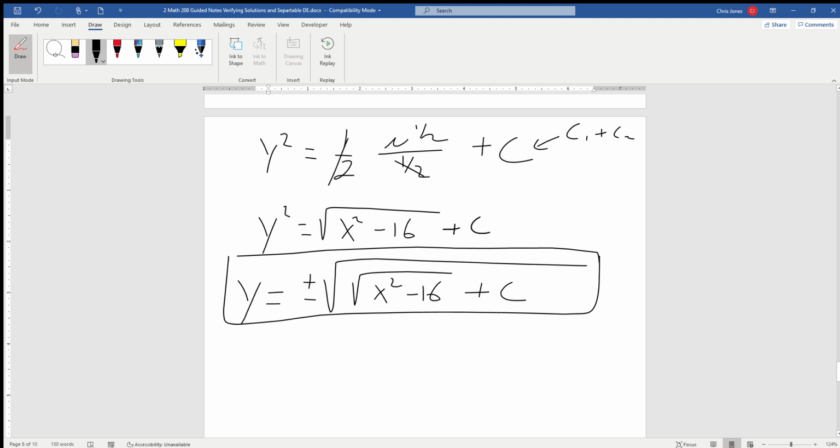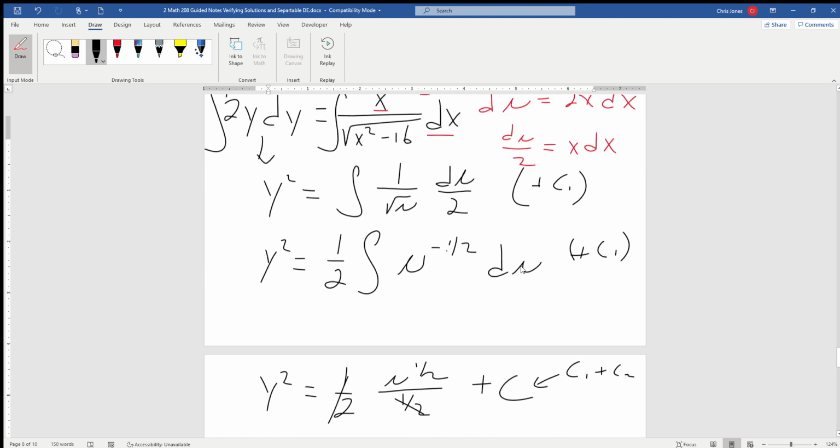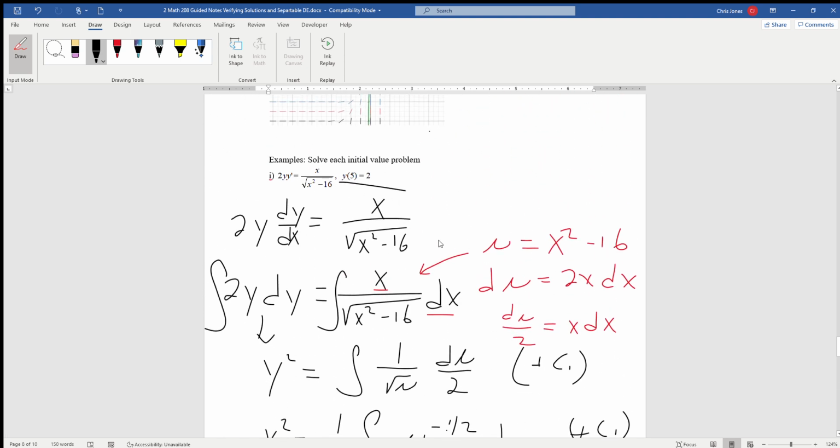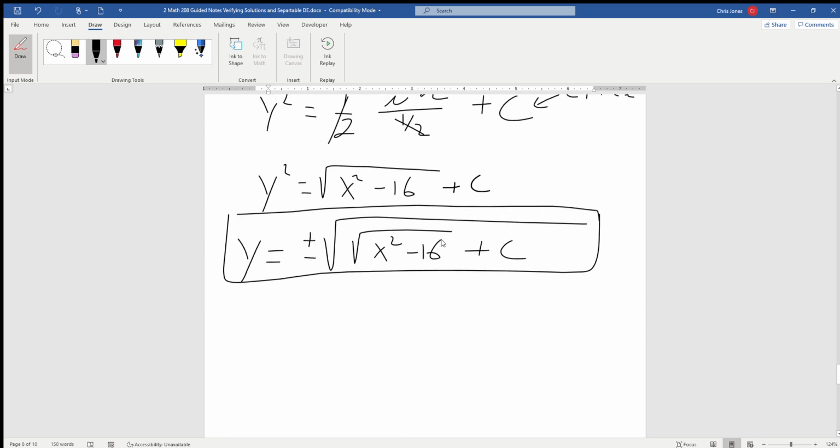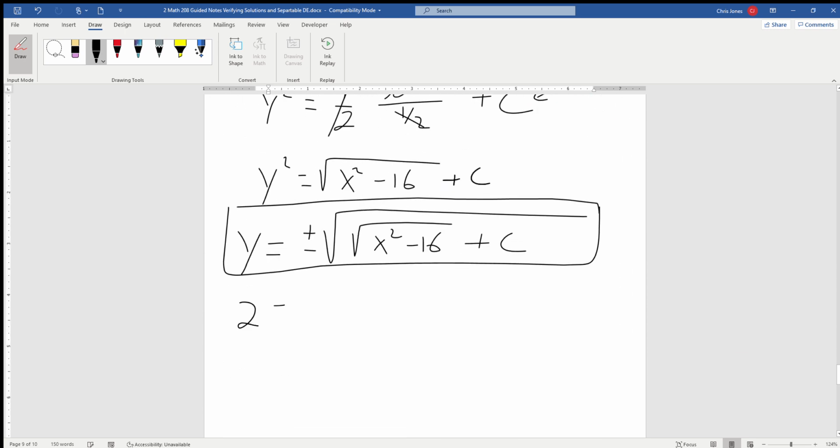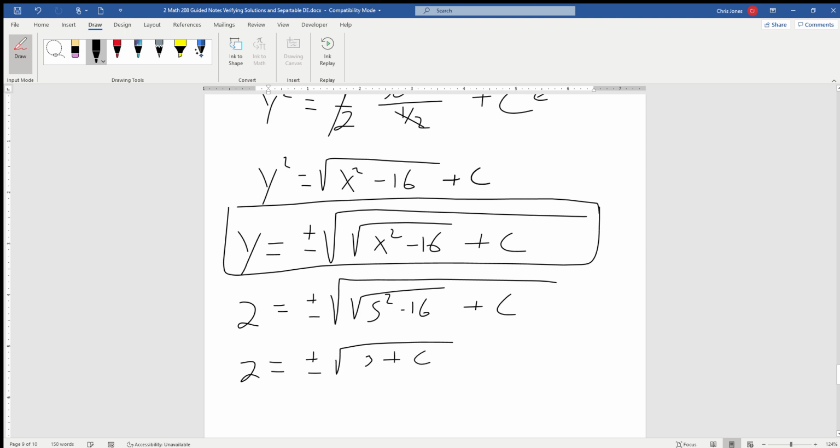Of course, we don't just want the general solution, we need the particular solution. And remember, we go back up here, y at 5 is equal to 2. So to get the particular solution, let's just substitute. So 2 is going to be equal to plus or minus the square root of the square root of 5 squared minus 16 plus c. We know 5 squared minus 16 is going to be equal to 9. 9 square rooted is 3. So we get that 2 is equal to plus or minus the square root of 3 plus c.